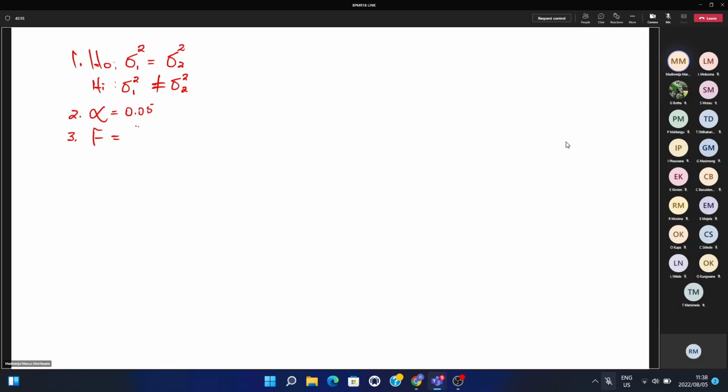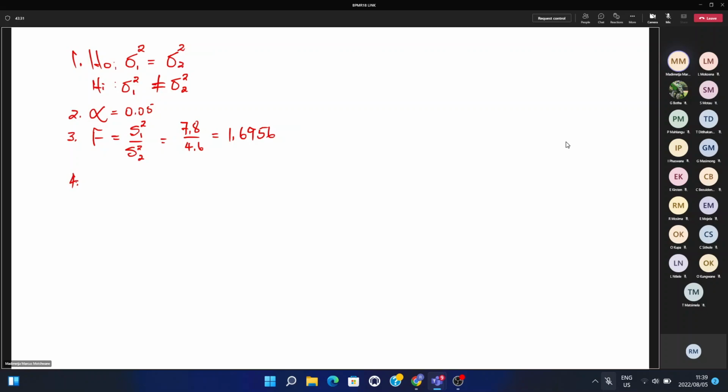And the F distribution is variance number 1 over variance number 2. Remember we said the one with the larger variance is going to be the numerator. So this becomes 7.8 over 4.6, and that should give you 1.6956. That's your step number 3.